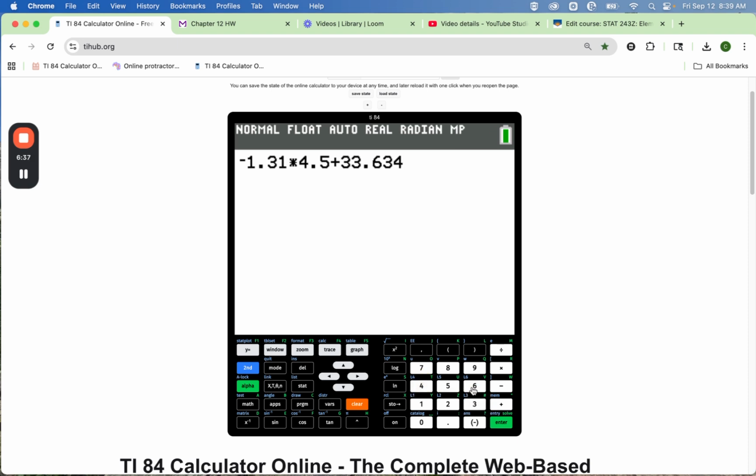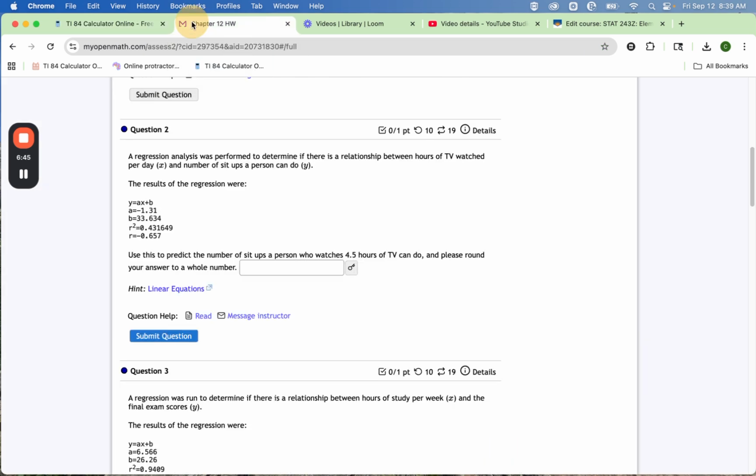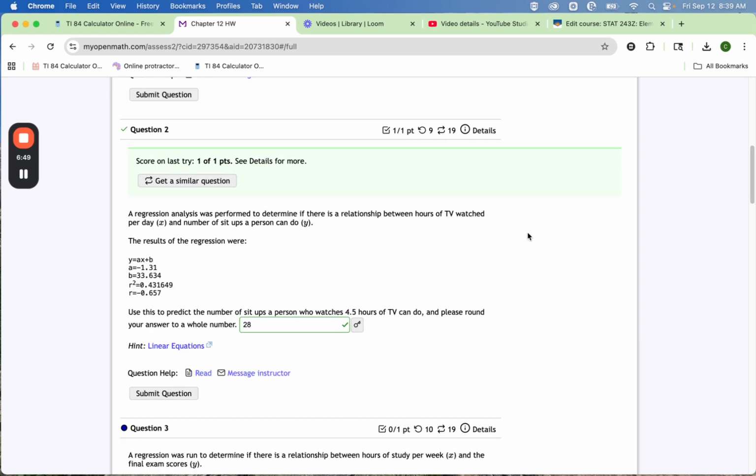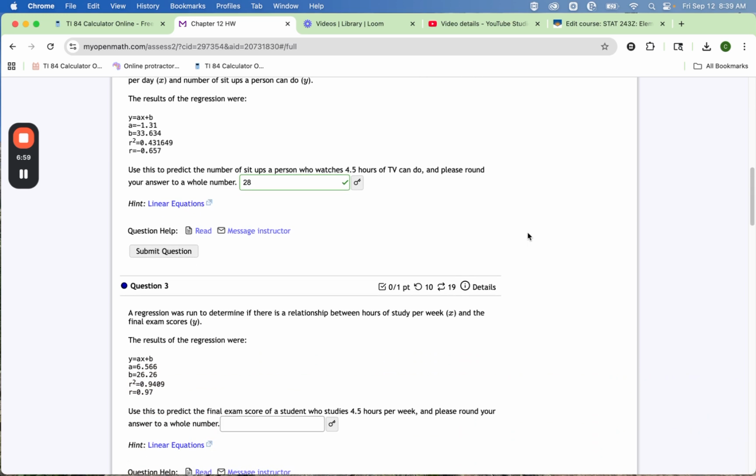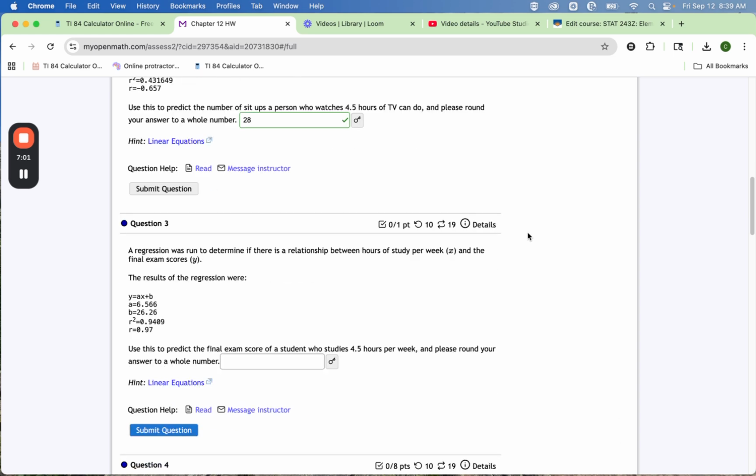33.634. So I just plug it into the mx plus b, enter, and I got 27.739 sit-ups. So we're going to give that person the 28th sit-up. And there we go. All right, so that's how number two works. They give you the regression equation. Just throw in the 4.5 and you're good to go. 3 looks like the same exact problem. All right, so y'all can handle that.